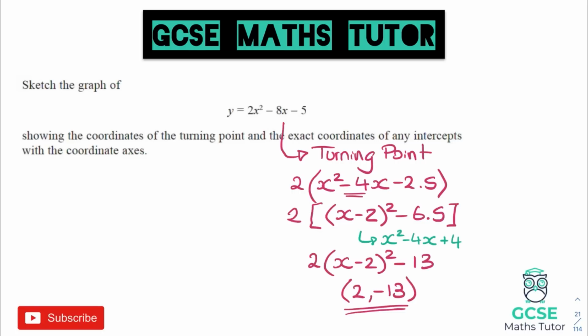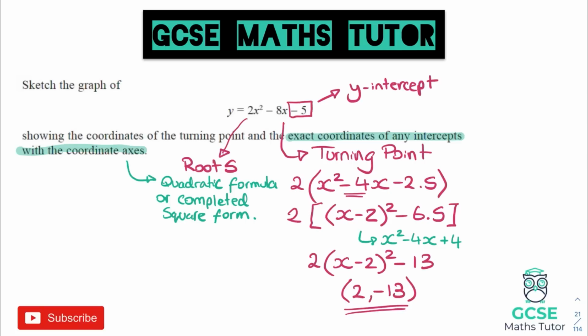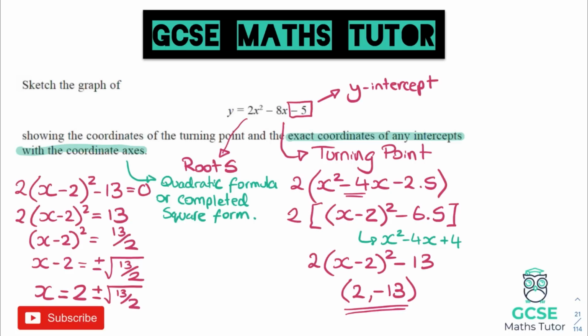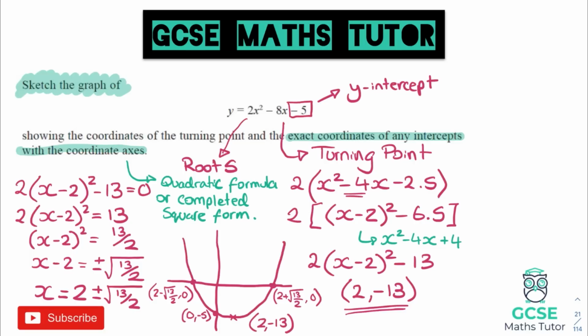Here we're actually asked to sketch the curve. So we have quite a long process here because this just gives us the turning point. Once you've completed the square, you would then have to find the roots and the y-intercept. The y-intercept's at the end, so that's quite a nice one. For the roots, you could either use the quadratic formula or use completed square form, setting that completed square expression equal to 0, and then doing a nice little sketch where you plot all of the points on.